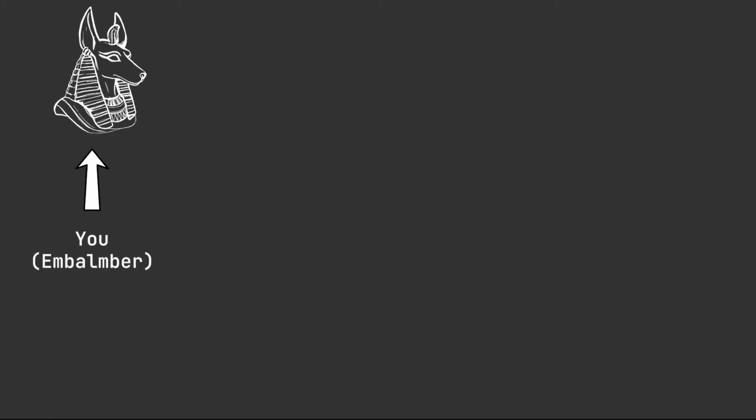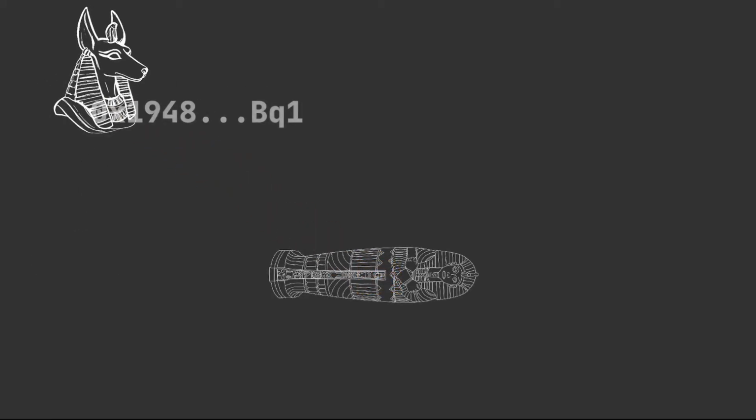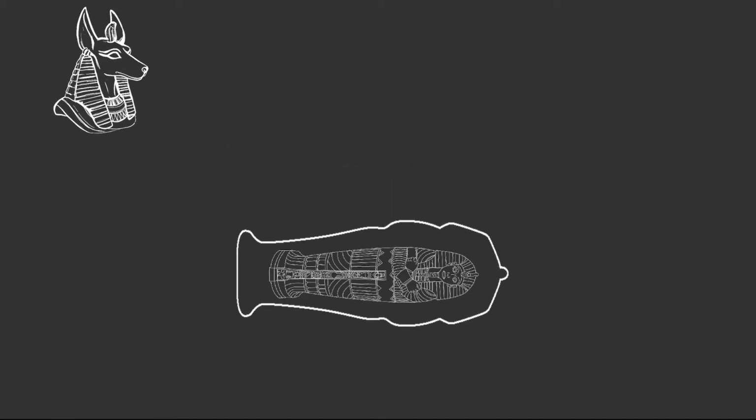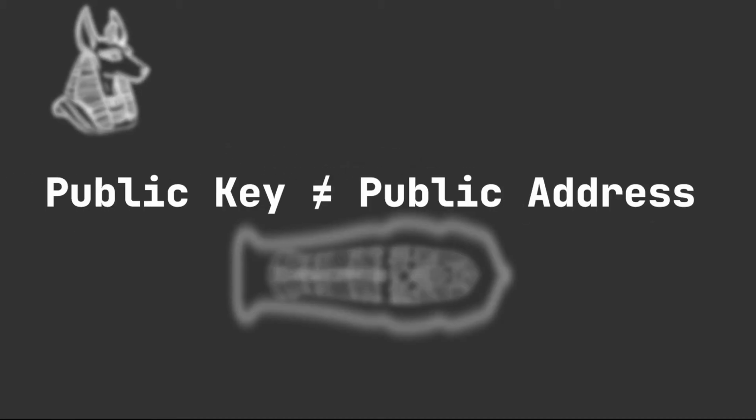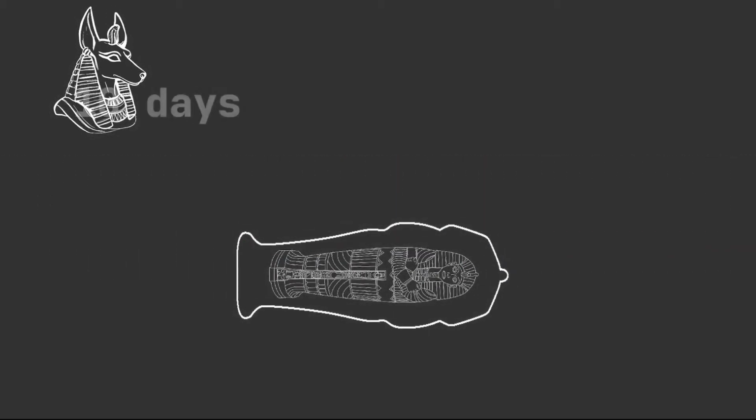You are called an embalmer. You place your treasure map file in the sarcophagus. You then enter your partner's public key. This public key is used to encrypt the first layer. Please note, a public key is different from a public address. Your trip is supposed to take a week, so you set the resurrection time for 10 days.